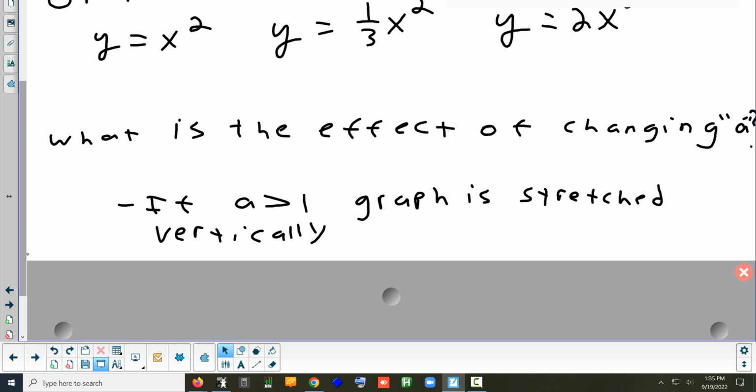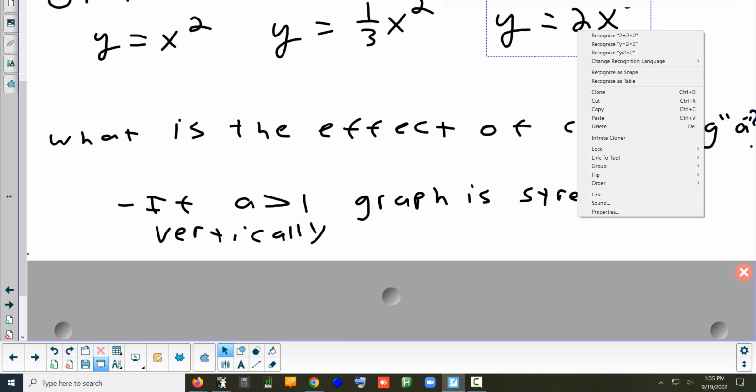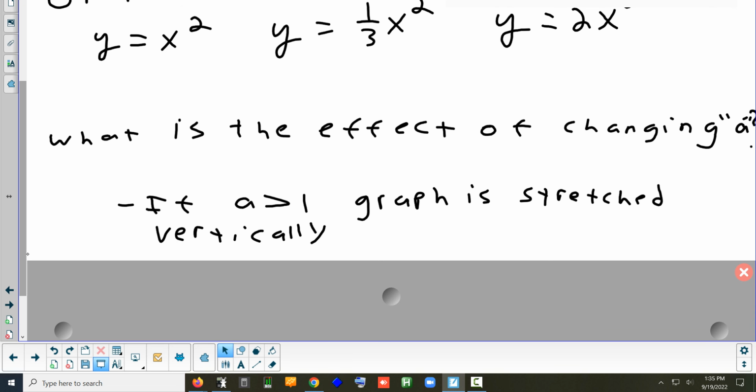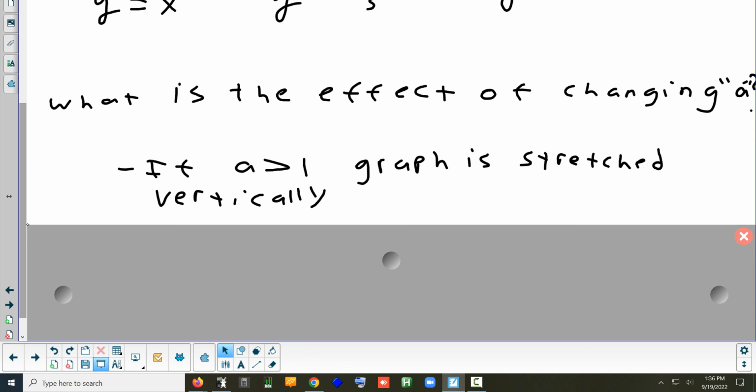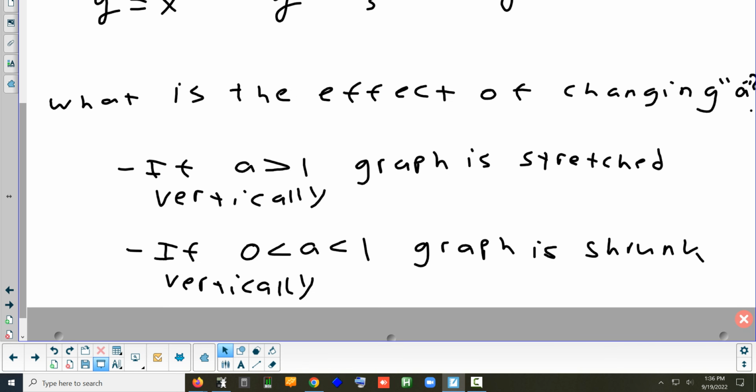So what's the effect of changing A? If A is greater than 1, it's going to cause your graph to stretch. And that's exactly how you would say it on a test. We would say vertical stretch by a factor of, and then you tell me the number. So this is a vertical stretch by a factor of 2. That's if A is bigger than 1. If A is less than 1, but still positive, not going below 0, then the graph shrinks. You can say it's like it shrunk down, right? Compressed it.